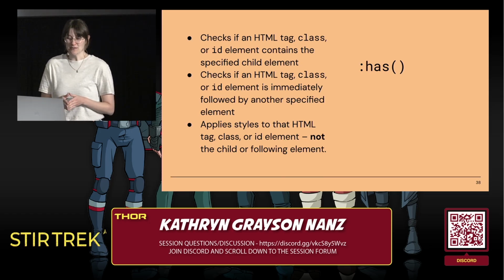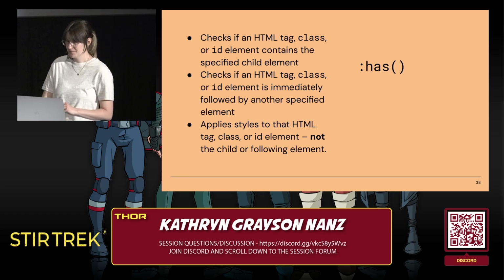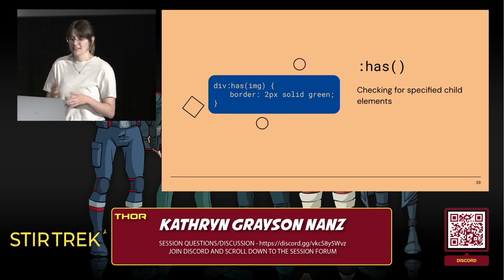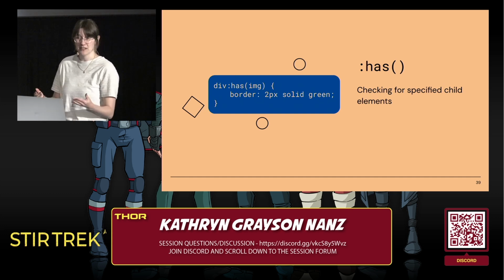Because it is so different from what we've had available to us in CSS before, it does feel a little unintuitive at first, I think. So let's take a look at some examples. When has is just checking for child elements, it looks like this, right? Which I think is actually pretty human readable. Does this div have an image?